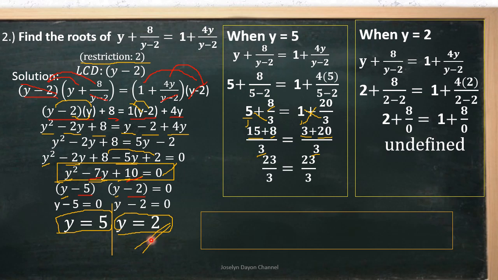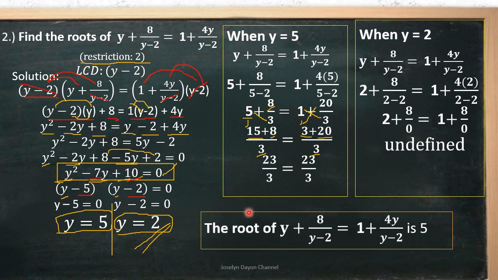Though we were able to obtain it as a solution, it is not a solution to the equation. So for our conclusion, the only root that we can consider is 5. We have only one root, which is 5.